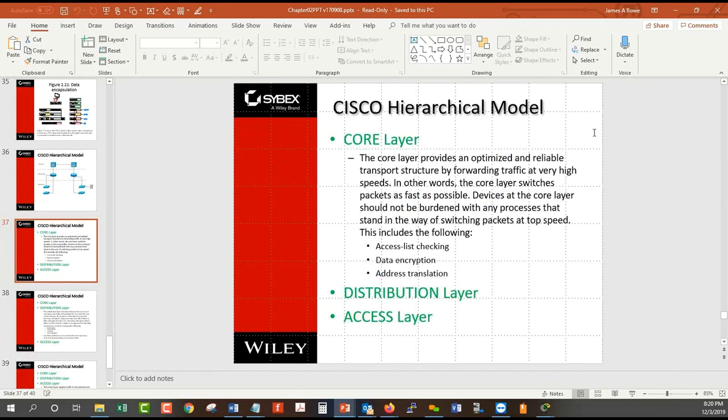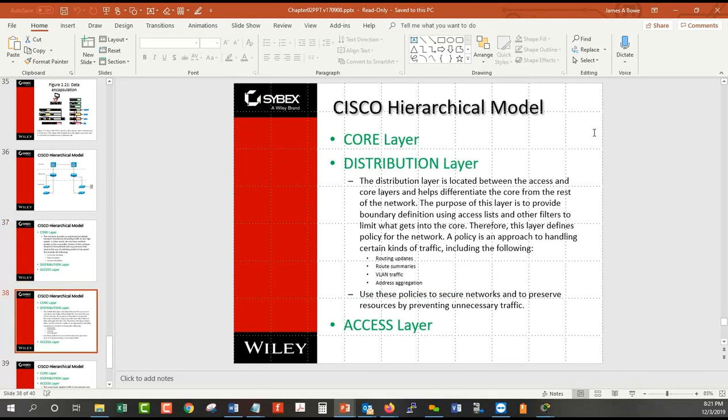So the core layer provides an optimized, reliable network structure based on forwarding traffic at very high speeds, and these are core layer switches. It moves the packets as quickly as possible. So the core layer really focuses on speed. It's not interested in security. It's not interested in really the needs of the individual hosts. It is simply focused on moving data through the network as quickly as possible.